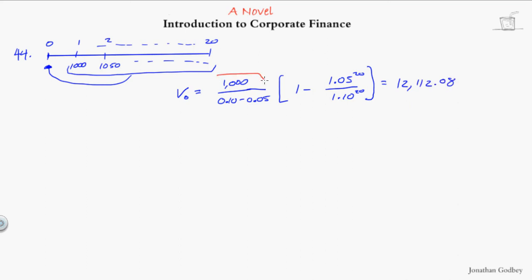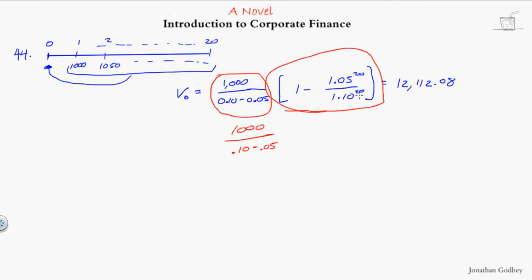Now, just a couple of observations. This portion right here is going to be the value of an annuity that grows forever. So this is similar to the perpetuity, which would be 1,000 divided by the interest rate of 10%. But if it grows, then we subtract that growth rate in the denominator. So that's if it goes forever. This takes care of the portion that says, look, this is just 20 years.